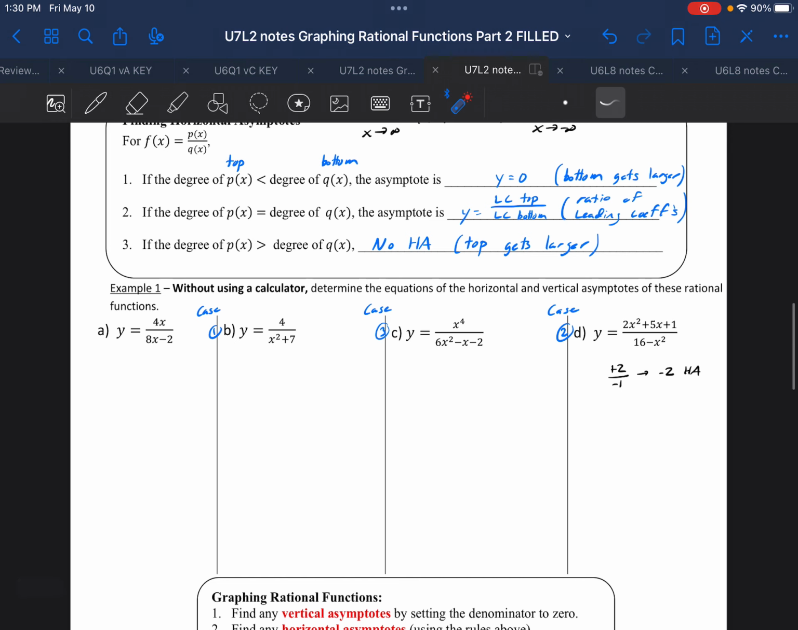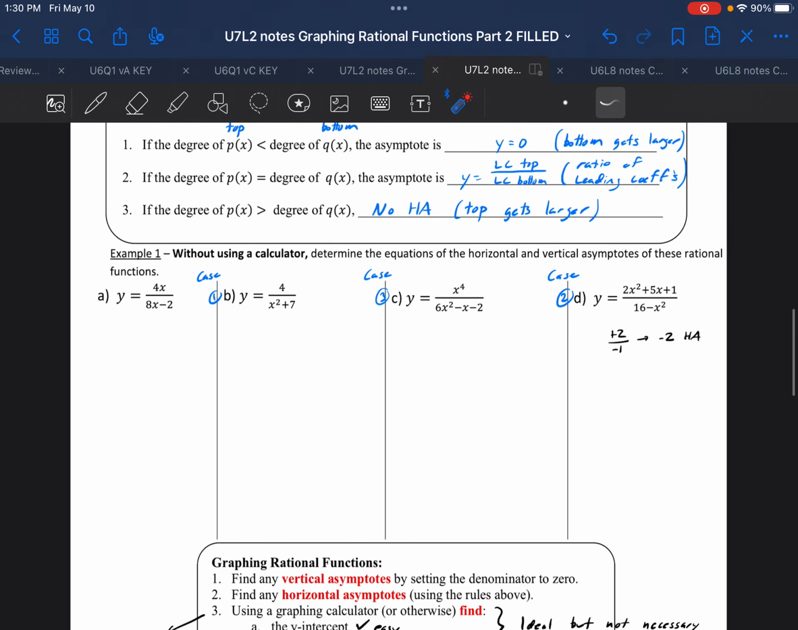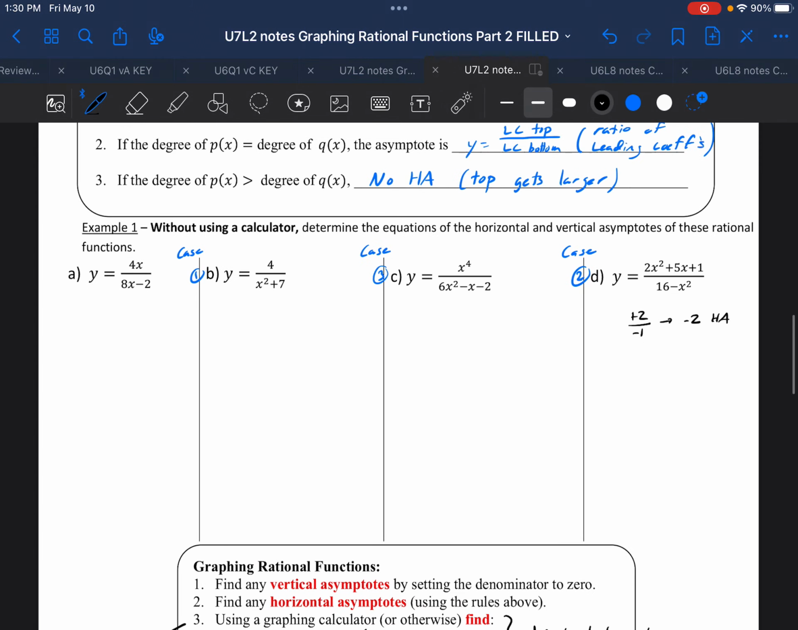Okay, these I'm gonna do from scratch. So, okay, this one. Well, to find the vertical asymptote, I'm gonna look at the denominator. If I set that equal to 0, right? If I say 8x minus 2 is equal to 0, that means 8x is 2. And if I solve for x, I get a fourth. Okay, so this is our vertical asymptote.